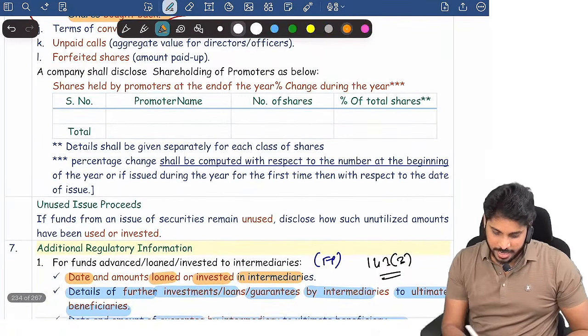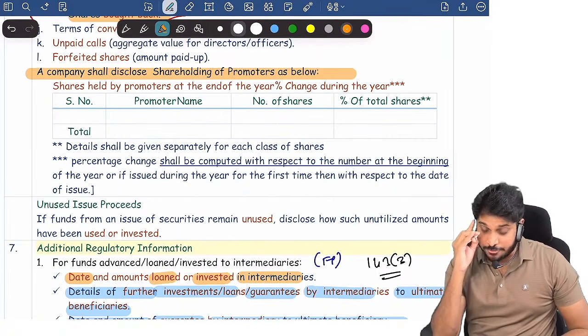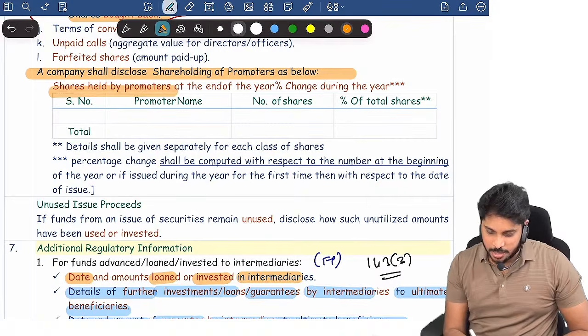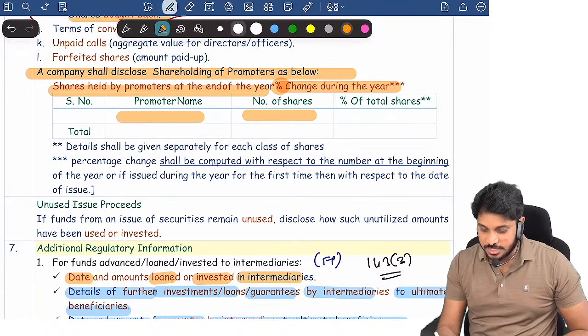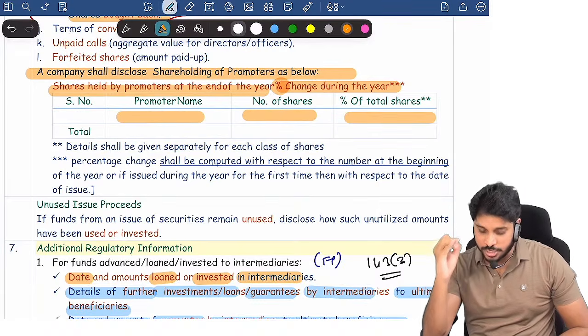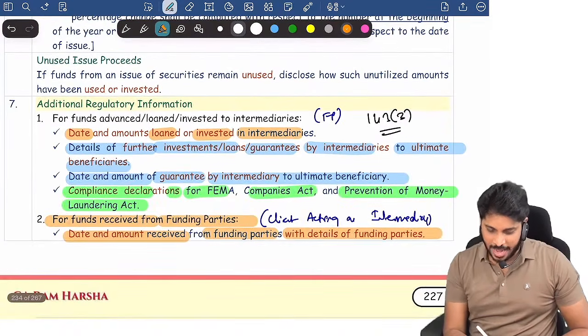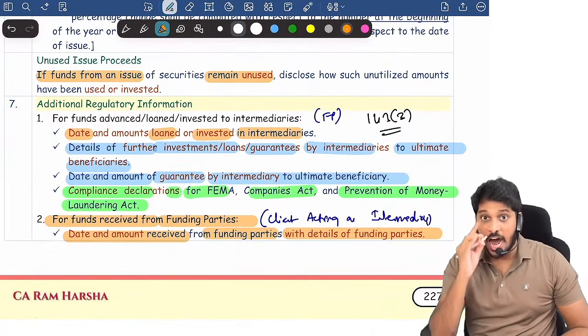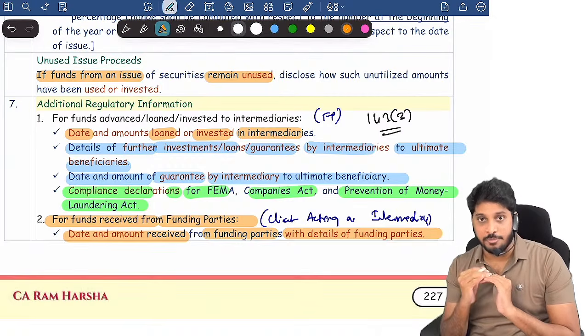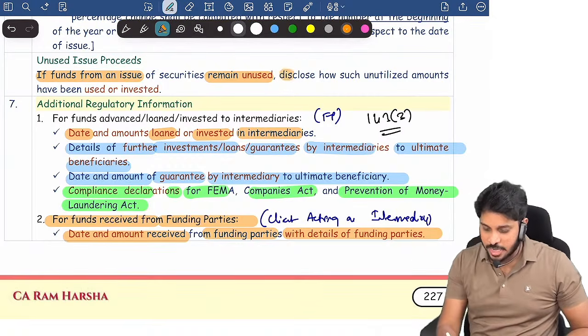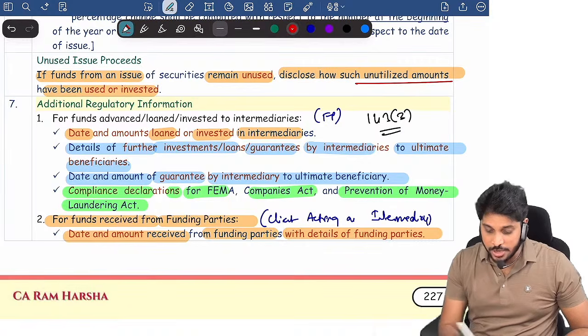Then again, a company shall disclose shareholding of promoters, like shares held by the promoter at the year end and percentage change: who is the promoter, how many shares is he holding, and how much percentage of total shares, that we should give. And if funds from an issue remain unutilized, suppose a company raises some money by preferential allotment, private placement, IPO, FPO, if any unused money is there, disclosure has to be given on the unutilized amount.